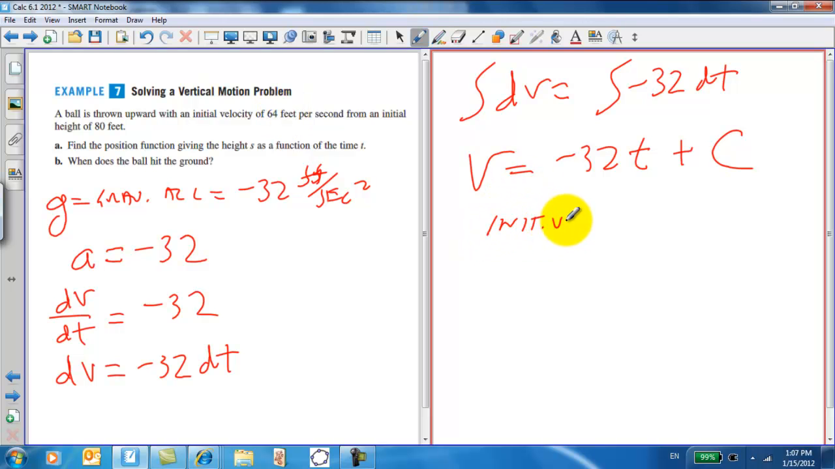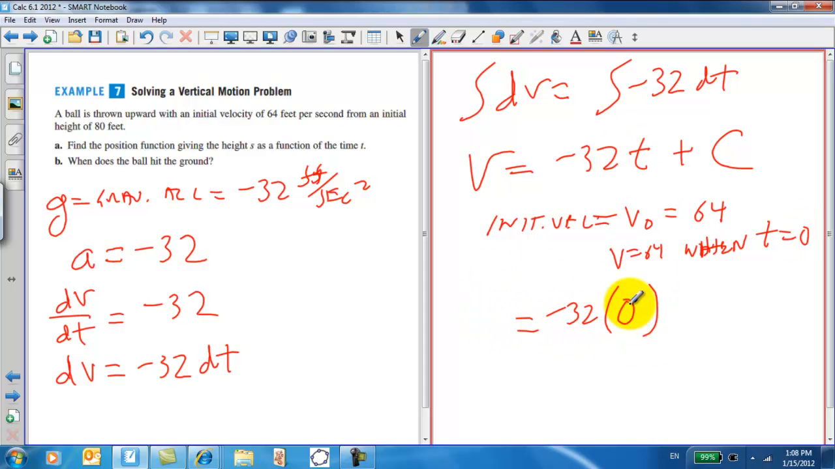Initial velocity, sometimes known as v naught, is equal to 64 feet per second, and it's thrown upward, so it's positive. So initial velocity means the velocity equals 64 when time equals 0. Basically, you're given this initial condition. You can use it to figure out what c is. So put 0 in for time, negative 32 times 0. Put 64 in for velocity, and you can see we get 64 equals c, so c equals 64.